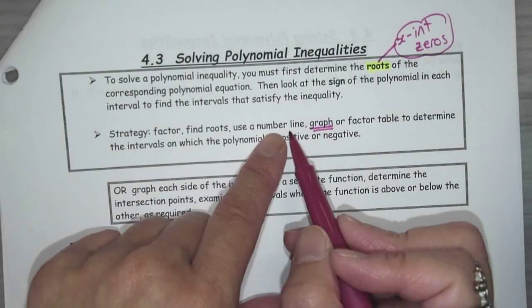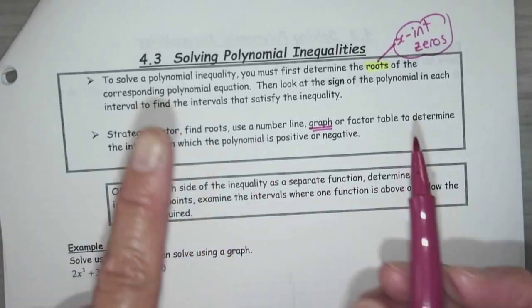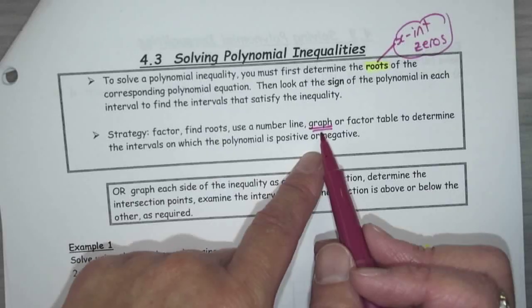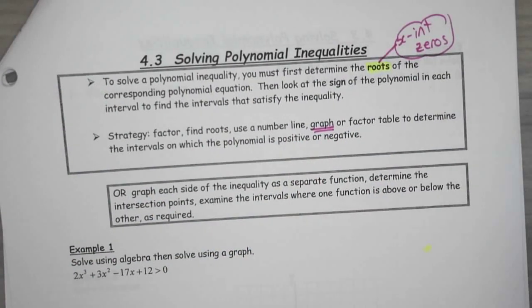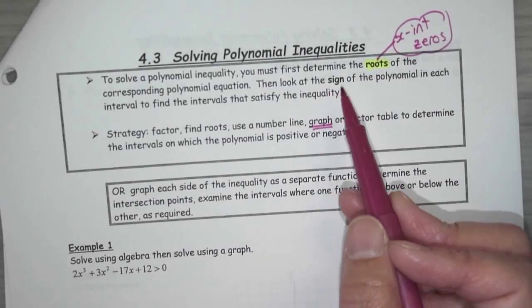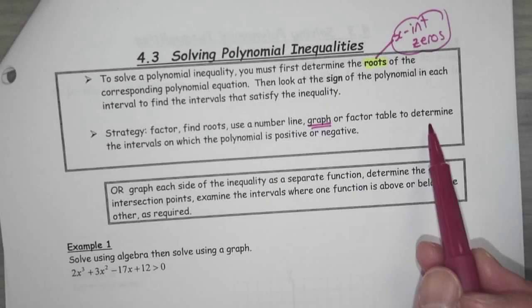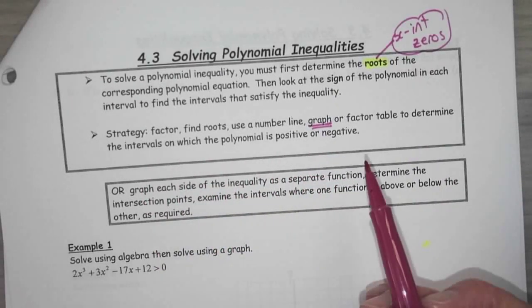I'll show you the number line, which is basically the factor table, but shorter. If you want to, you can do that. Most students graph it just because we've just spent all this time graphing it, but I'll show you that as a possibility. That's what this is talking about, the sign of it, and I'll show you what that means in a minute at the end of this first example. And then that determines the intervals where it's positive or negative, so where it's above or below 0.